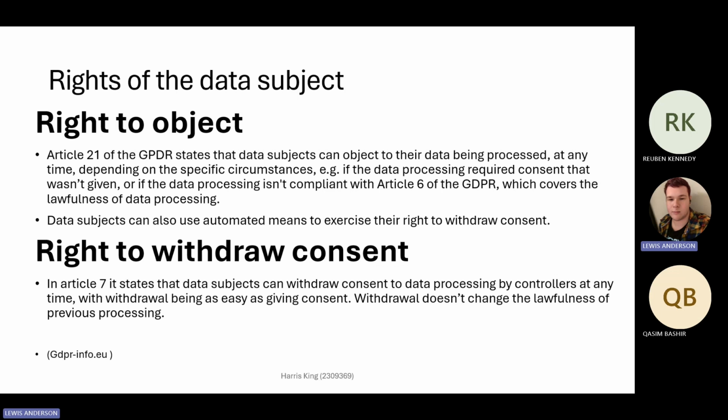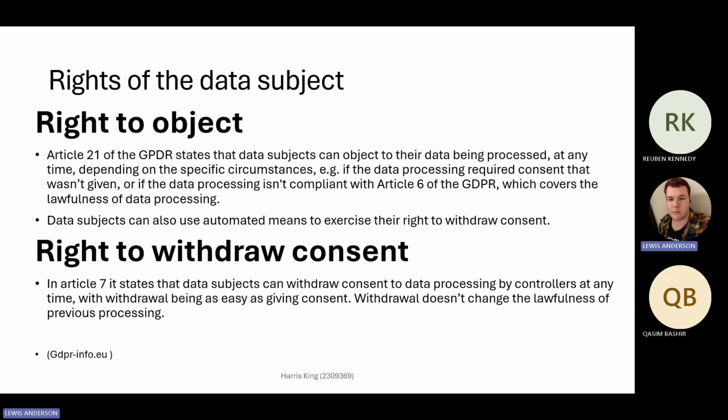Other rights of the data subject include the right to object, which is in Article 21 of the GDPR, which states that the data subject can object to the data being processed at any time, depending on the specific circumstances of the data, and if the processing required consent that wasn't given initially, or if the data processing isn't compliant with Article 6 of the GDPR, which covers the lawfulness of the data processing, then the data subject can object. It can also be automated via online.